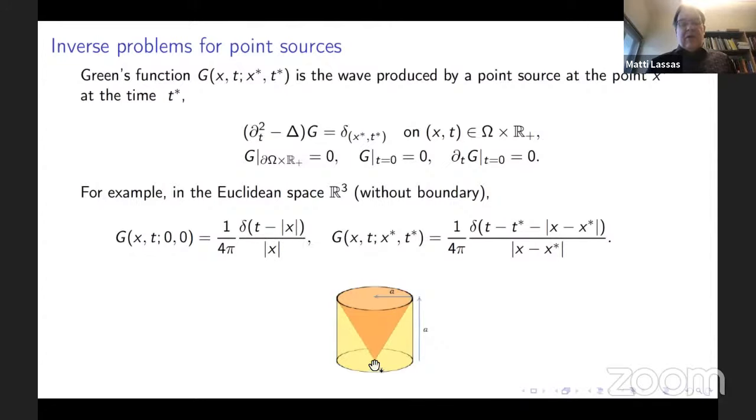This is the picture in space-time. Time is the vertical direction and the horizontal direction is space. You have here a point source that produces a wave that propagates along the light cone. And if we change the place where the point source is to a point x star, and it happens at time t star, then we just change the time and change the origin. So this is how the Green's functions look.